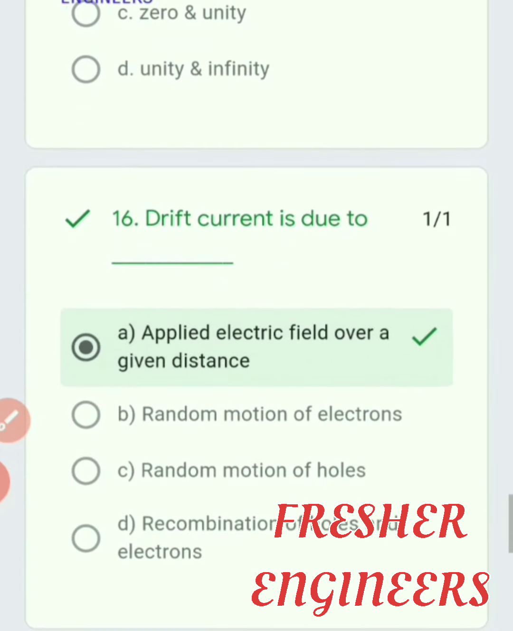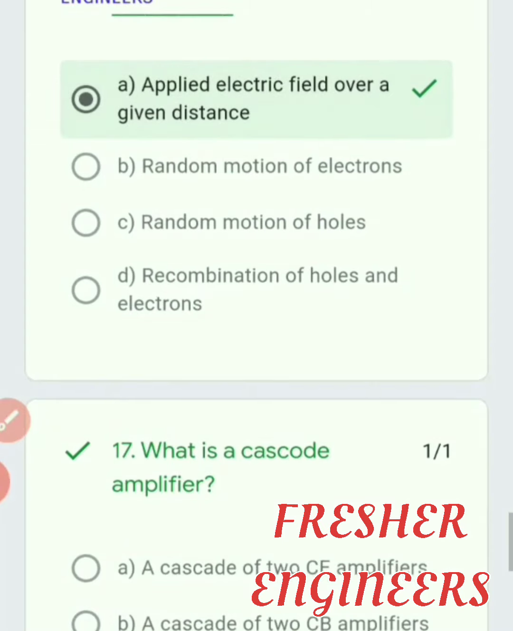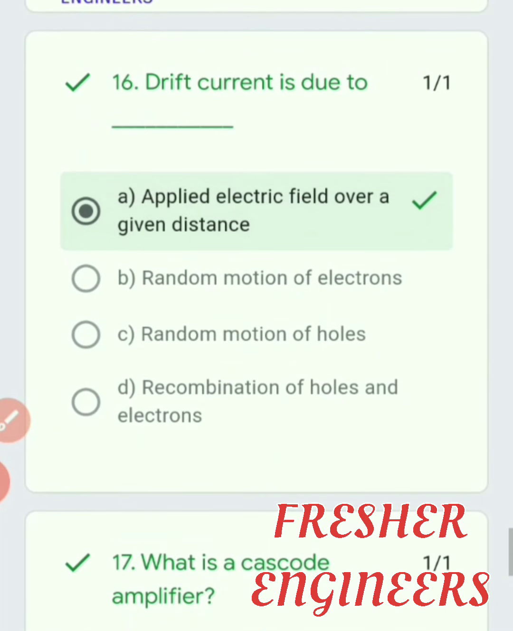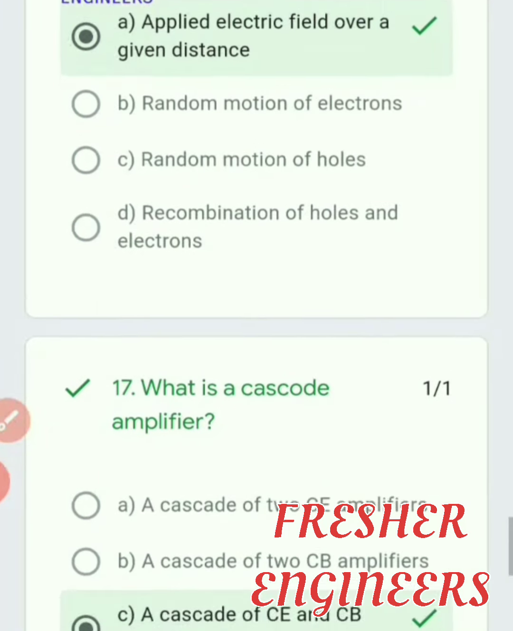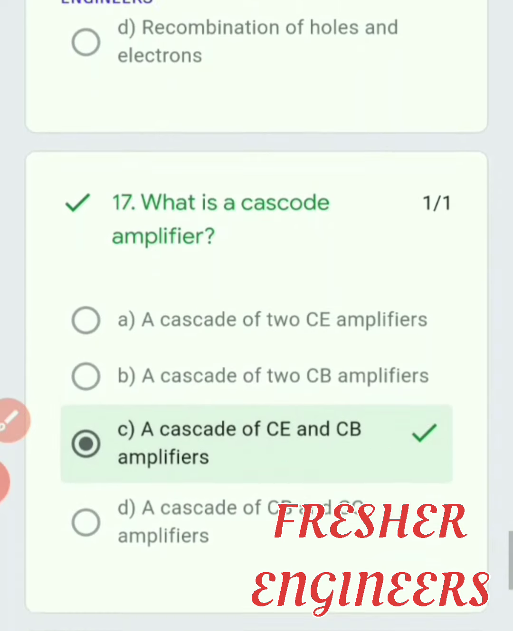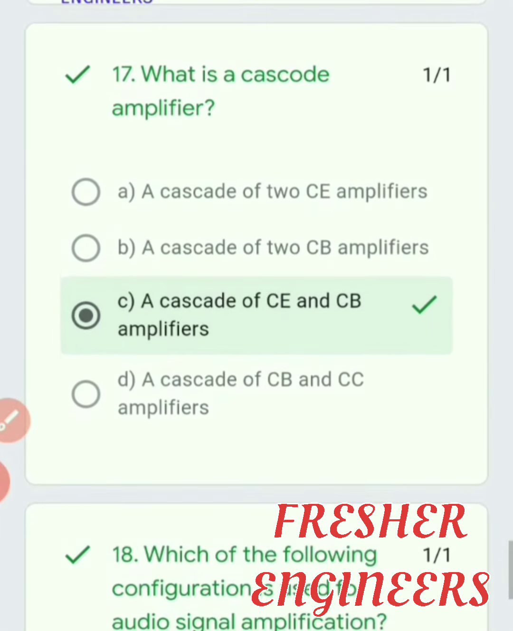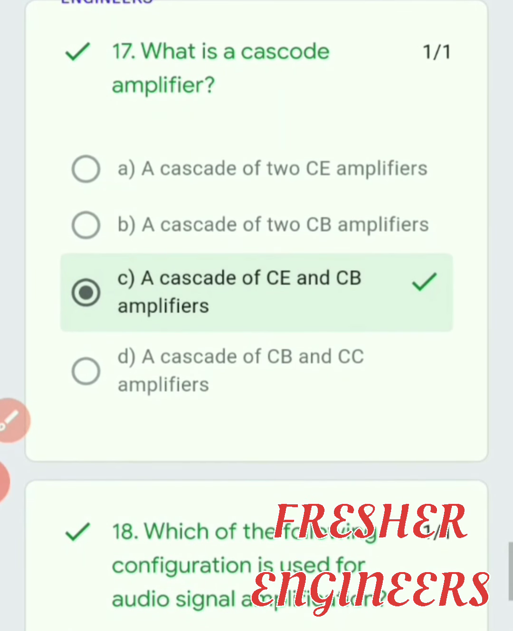0 and infinity. Drift current is due to applied electric field over a given distance. Hence the correct option is A. What is a cascade amplifier? A cascade of CE and CB amplifier is called cascade amplifier. Hence the correct option is C.